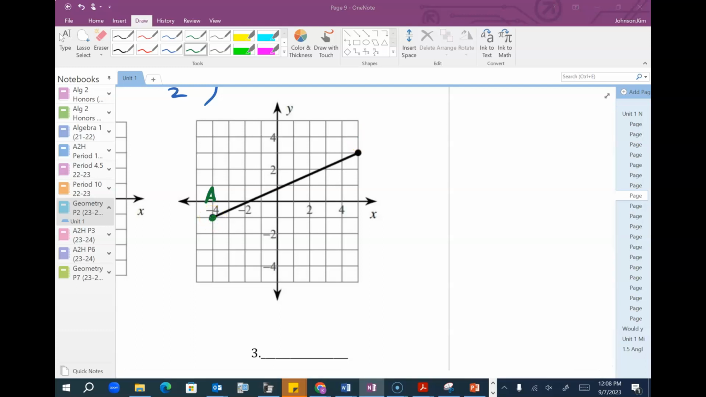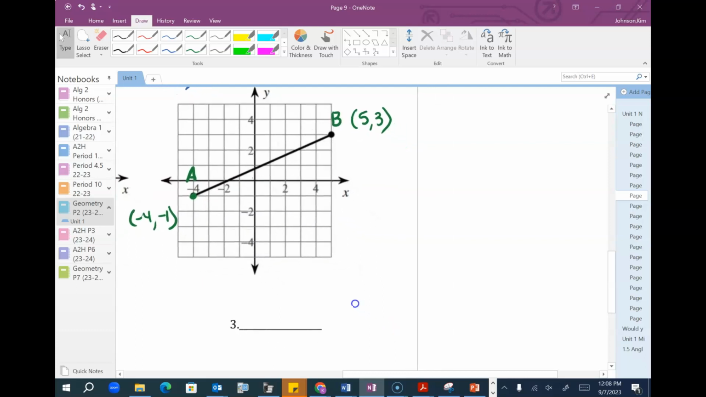So how I'm going to start is I'm going to label point A, and I have to label that ordered pair for point A. So the ordered pair for point A looks like it's -4, comma, -1. And then I'm going to do the same and label point B as well. And so point B is right 5 and up 3. So point B is 5, comma, 3.